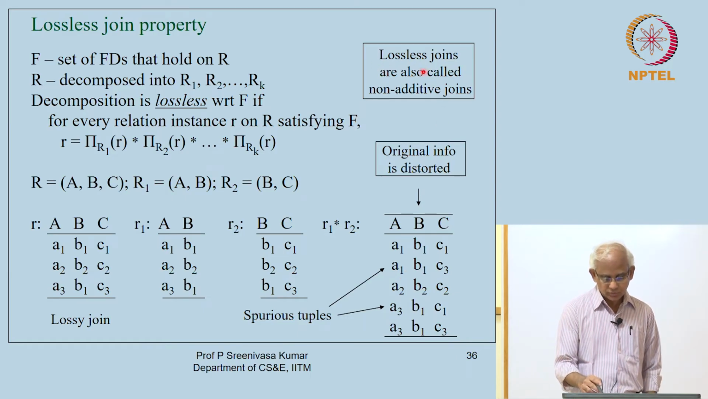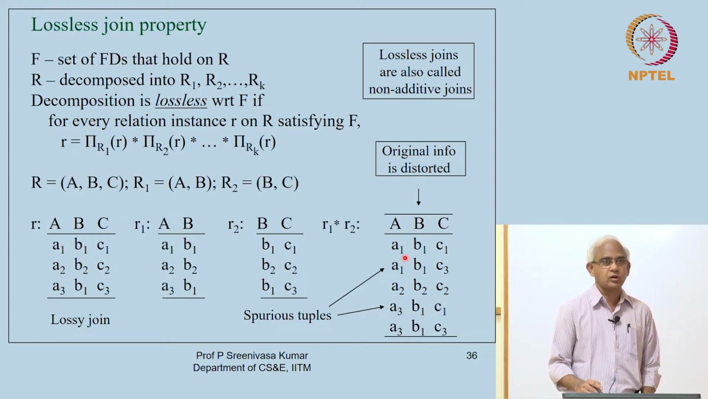So, those decompositions that do not have any spurious tuples are what are called lossless joins, lossless decomposition. And an easier nomenclature could be that they are called non-additive decomposition. They do not add spurious tuples, so they are called non-additive decomposition.